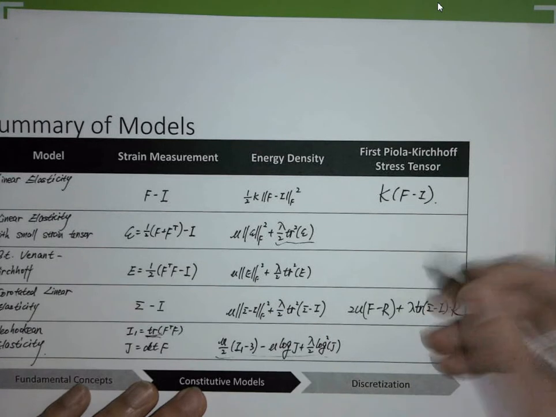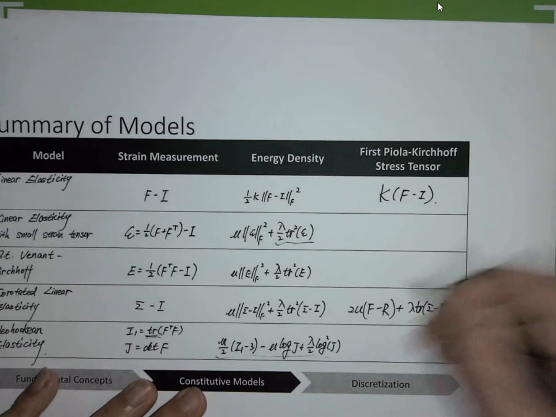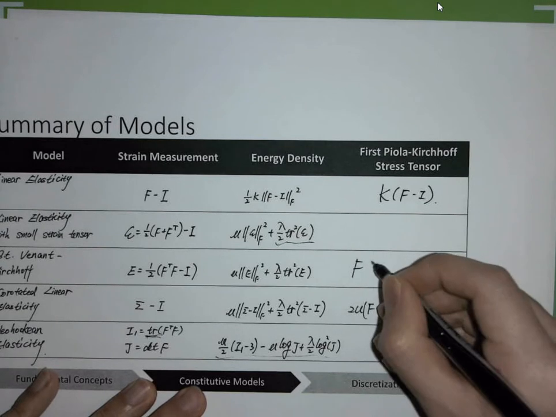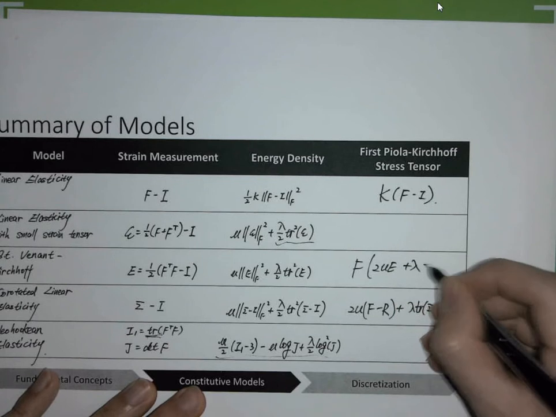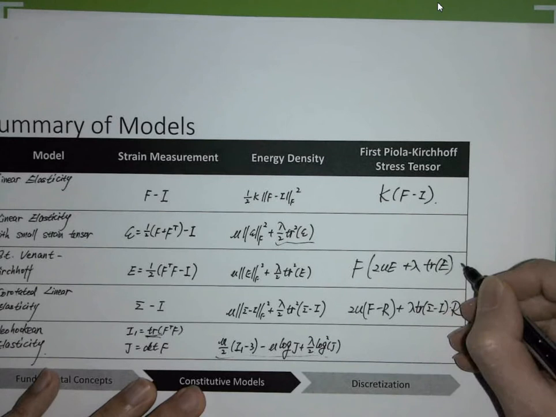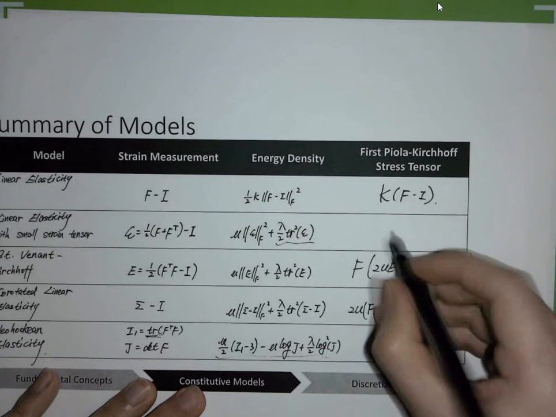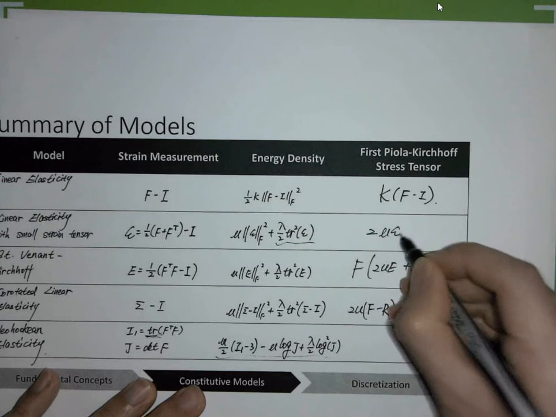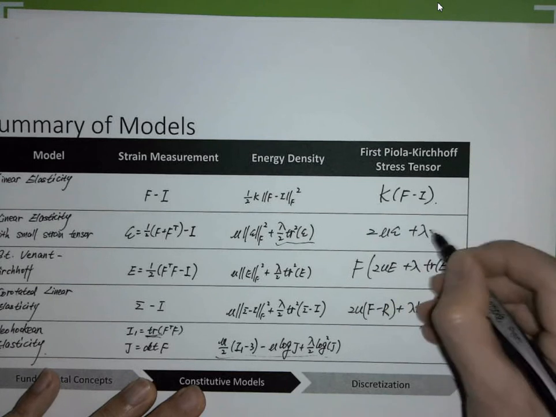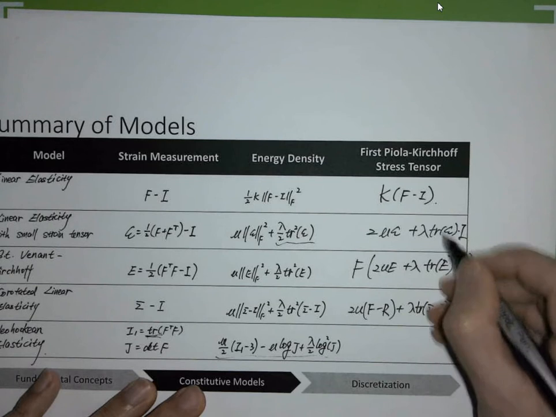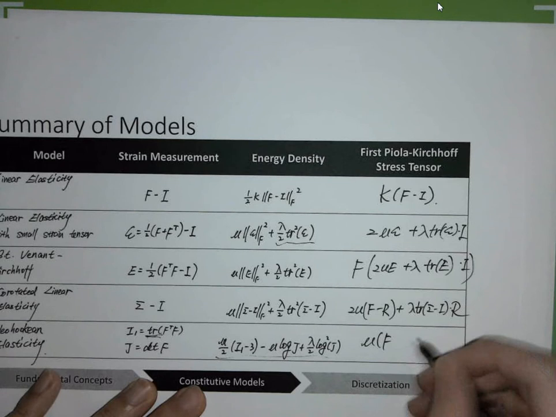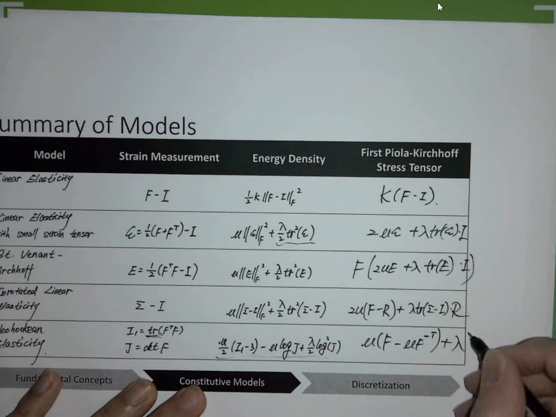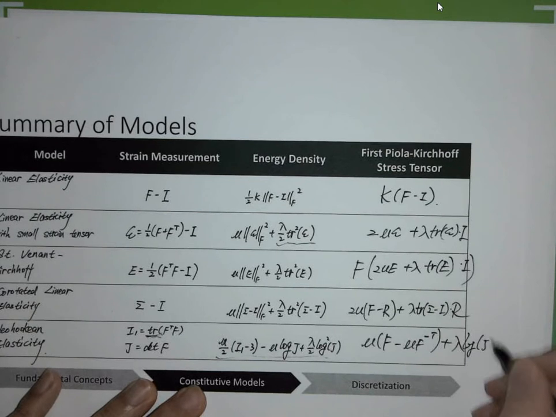So for a St. Venant-Kirchhoff model, the stress tensor will be F multiplied by, I'm just copying it down from the book, lambda multiplied by the trace of the Green strain tensor multiplied by identity. Also, the small strain tensor one is the same. It's 2 mu epsilon plus lambda of trace epsilon multiplied by identity. This one is a little bit more complicated. It's mu multiplied by F minus mu F inverse transpose plus lambda of log J F inverse transpose.